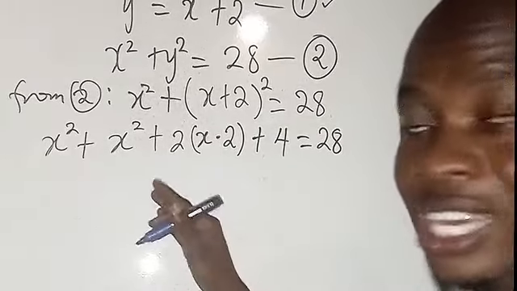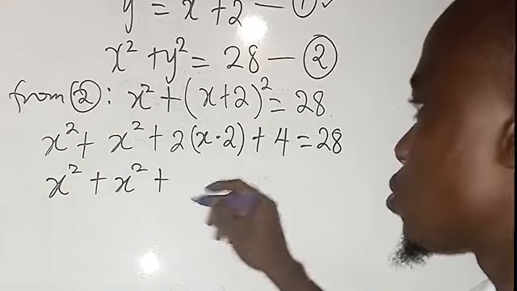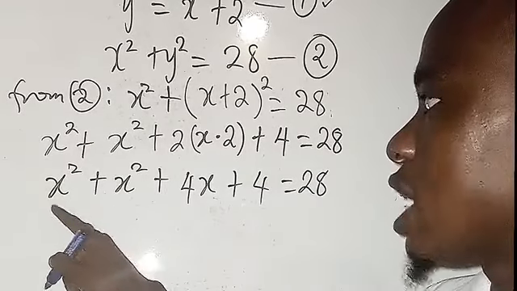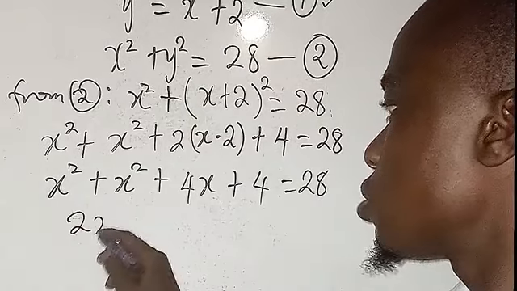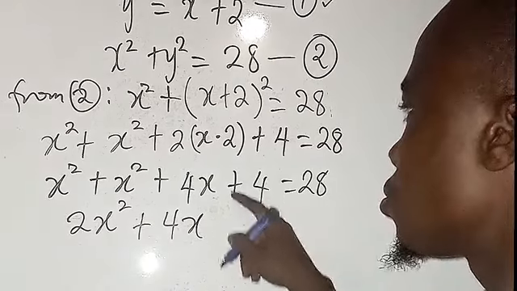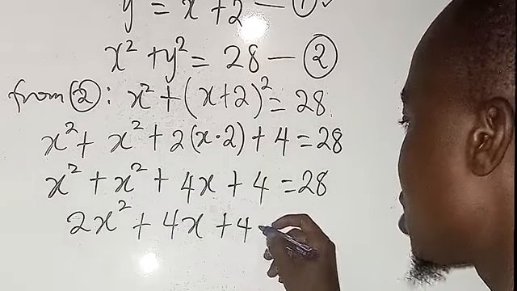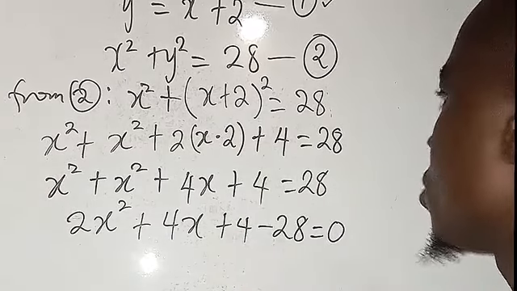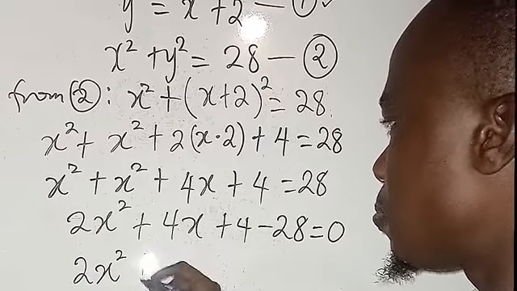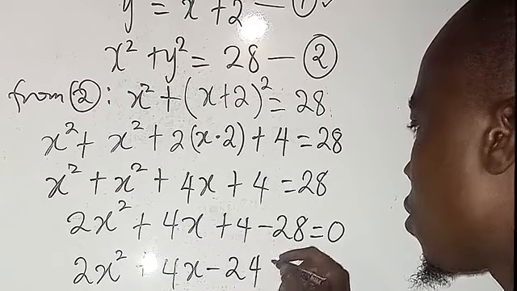So now let me write this in standard form. We have x squared plus x squared plus 2 times 2, we're going to have 4x plus 4 equals 28. x squared plus x squared gives us 2x squared, then plus 4x, then plus 4. If I transpose 28 inside, we're going to have minus 28 equals 0. Are you following? So now we have 2x squared plus 4x, plus 4 minus 28, which is minus 24, equals 0.